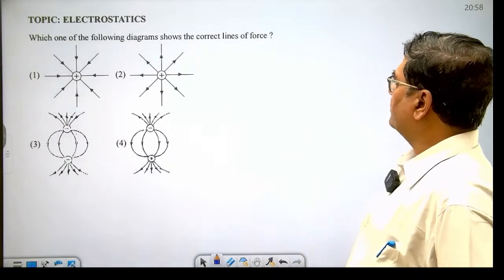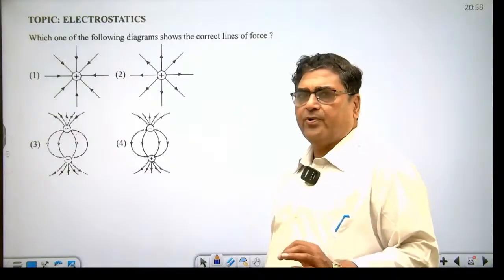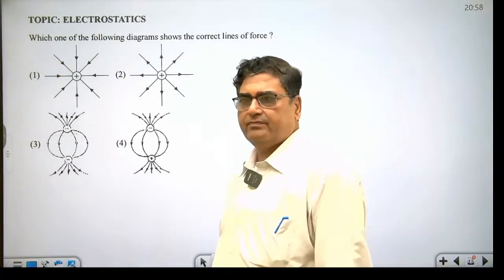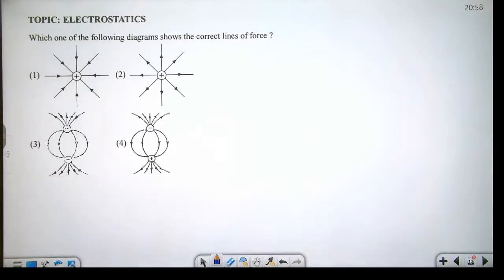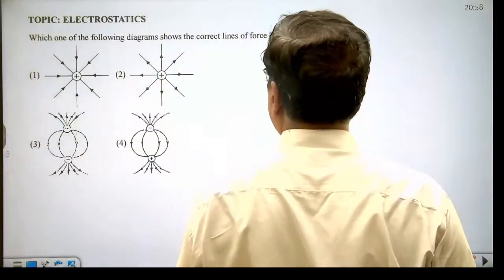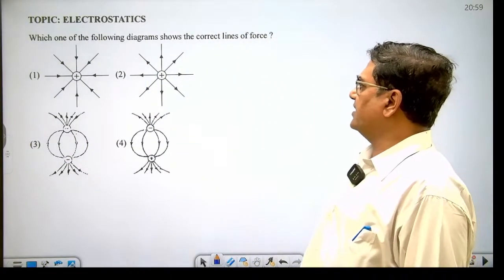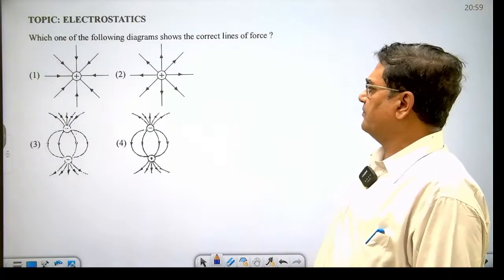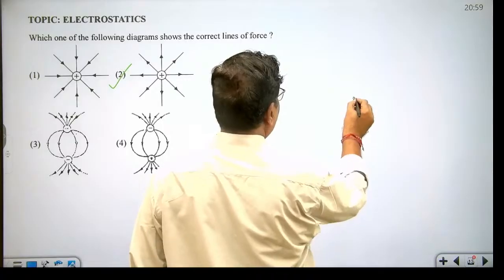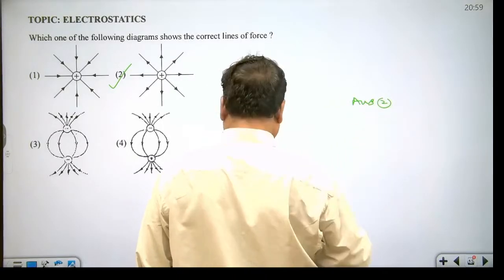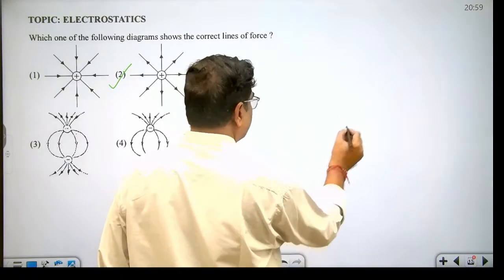Which of the following diagrams show the correct lines of force? For point positive charge, electric field lines are radially outward and the electric field lines originate from positive charge. Okay. So out of 4 choice, the correct choice is option 2. Option 2 is the correct answer.